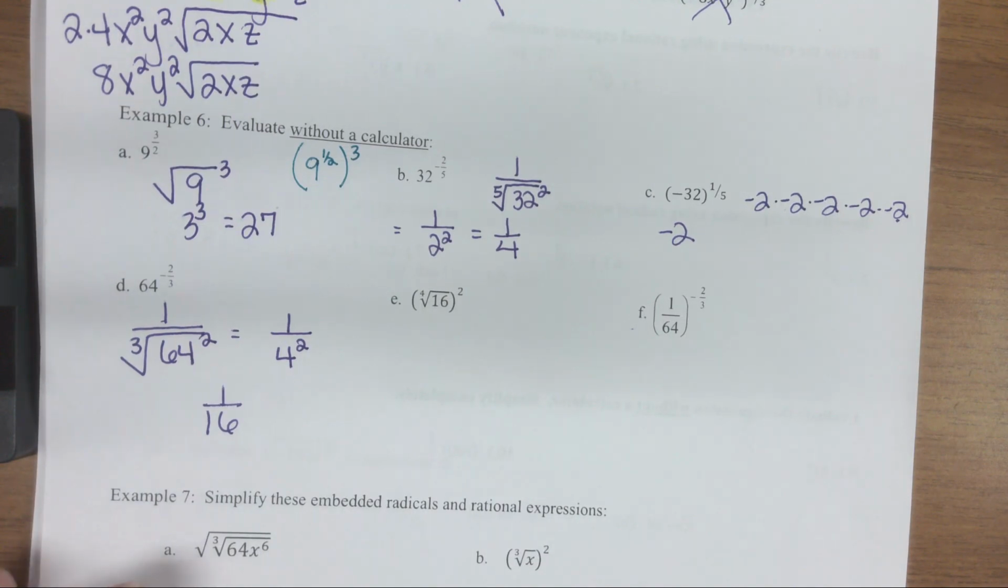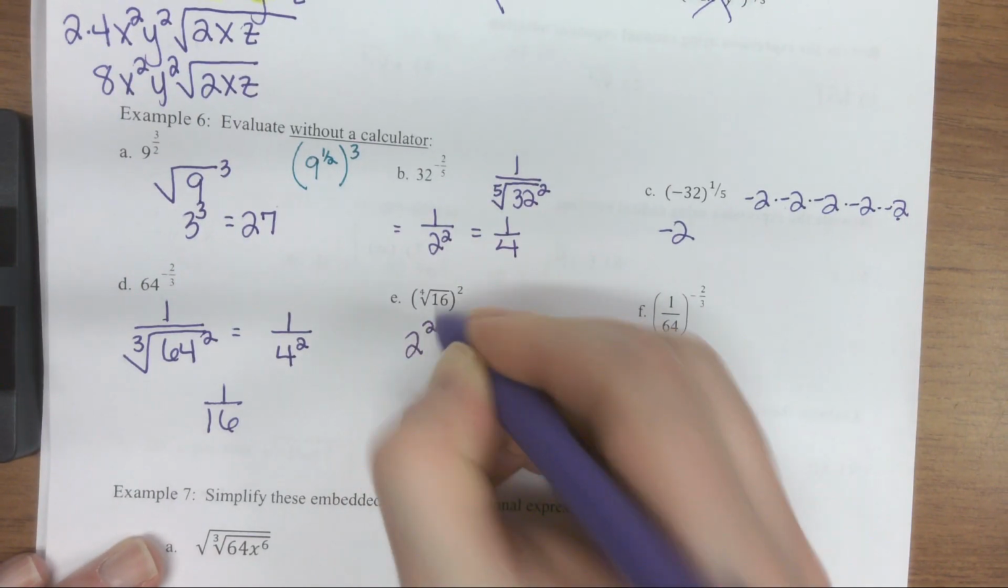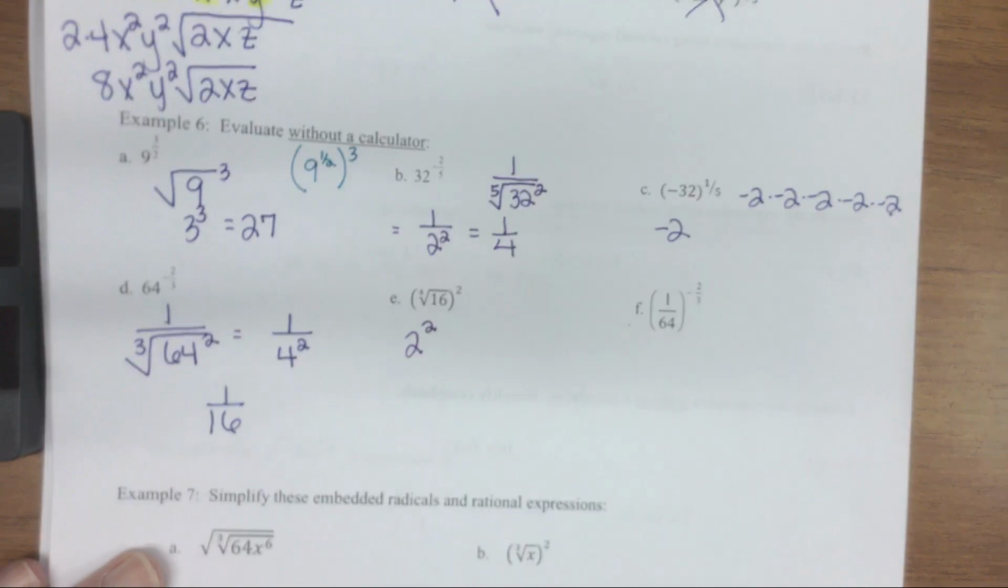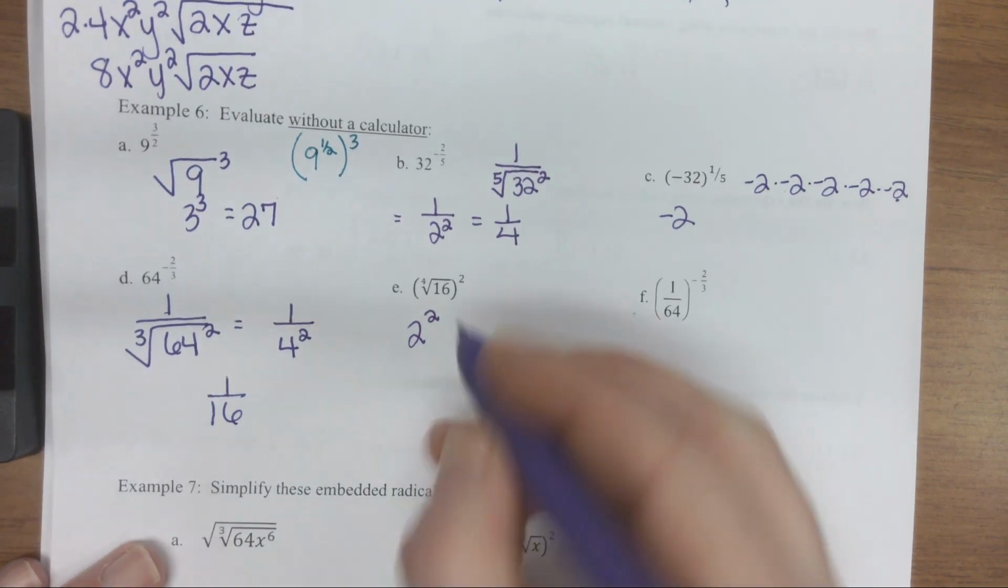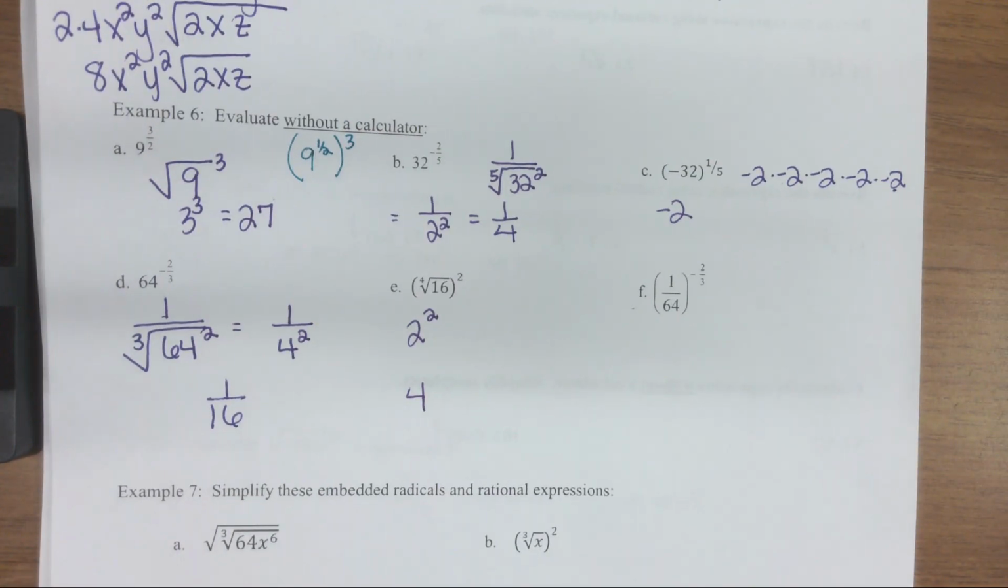All right, so hopefully you made that simplification. The 4th root of 16 is 2. 2 squared equals 4. Okay.